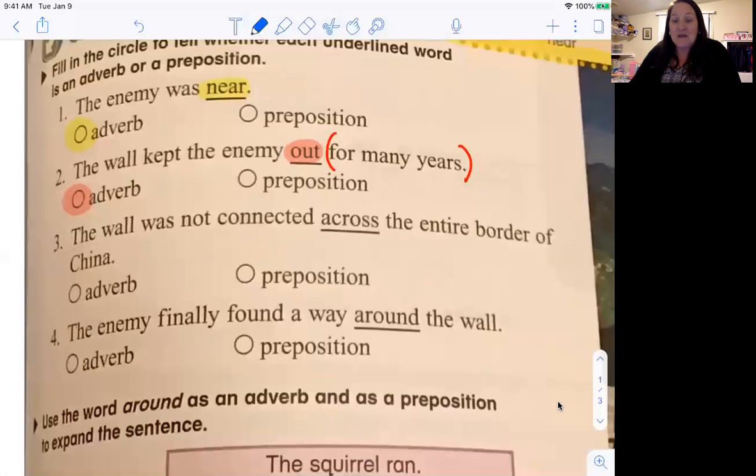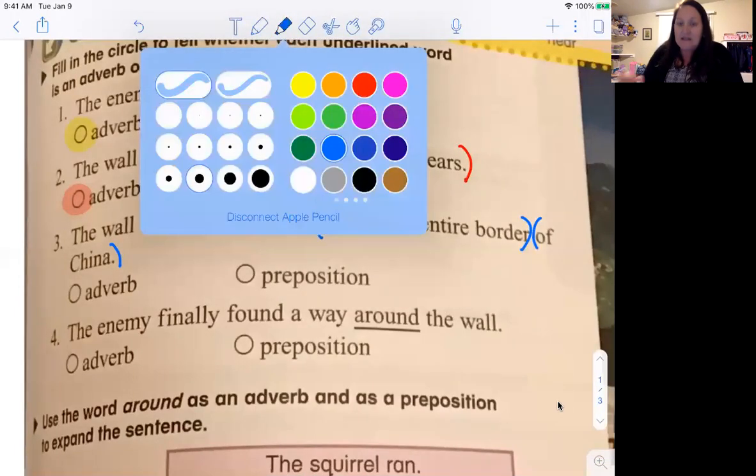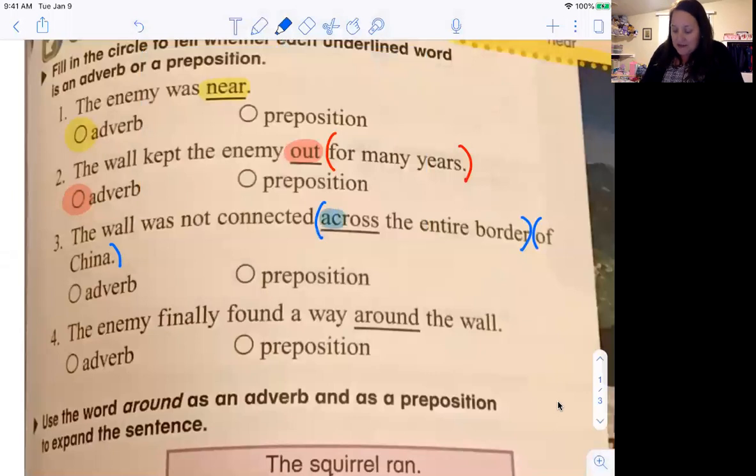See if you can find them. Of China is one of them. Think you know what the other one is? Across the entire border. Ooh, I'm thinking to myself, ding, ding, ding, I know what across is. Do you think you know what across is? If you said preposition, you're right, because it starts a prepositional phrase, so it has to be a preposition. Good, let's try one more.